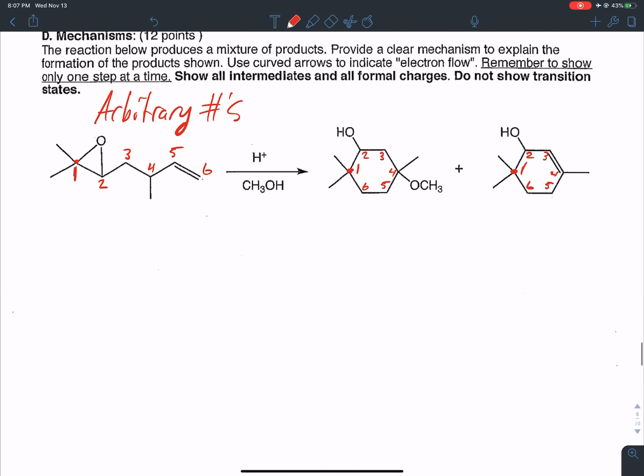Just want to reemphasize, these are not numbers for nomenclature. So if you were numbering this for nomenclature, you would have to do it properly following IUPAC. This is just numbers for us to keep track. Just a tool for us.